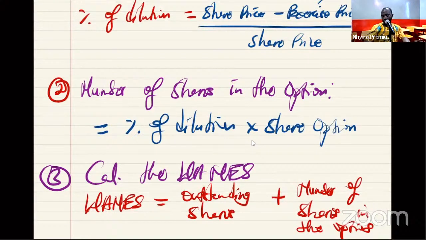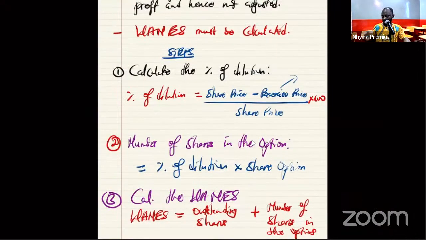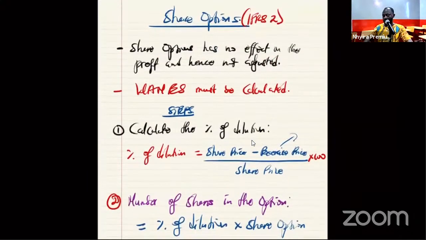So you realize that in the calculation of the WANS under the diluted earnings per share, there are no timing ratios. Do you get the idea? And then for the convertible loan notes, we adjust the profit, but for the share option, there is no adjustment of profit that is required or made in that case. And that is what you need to understand about that.